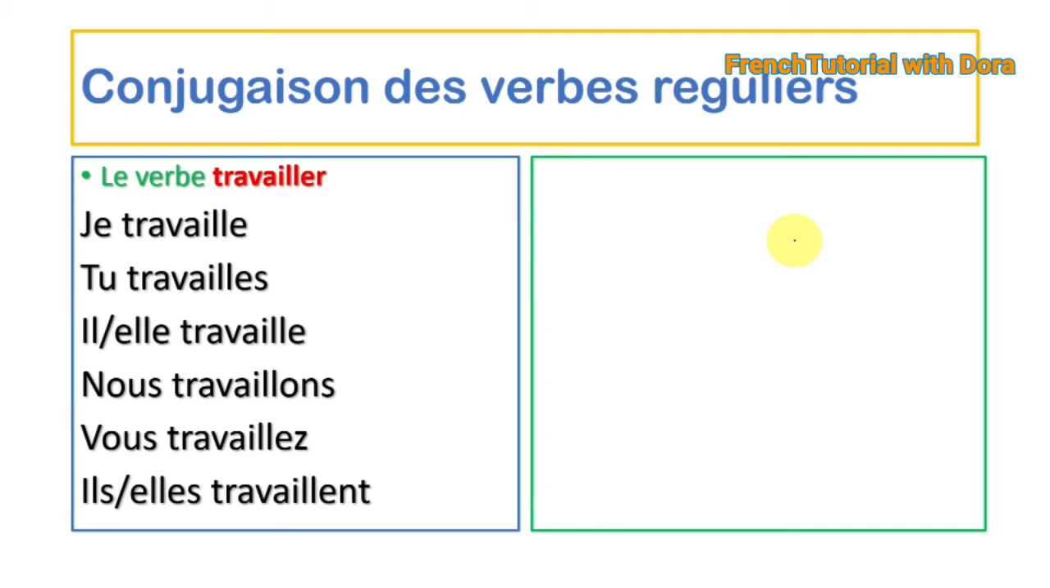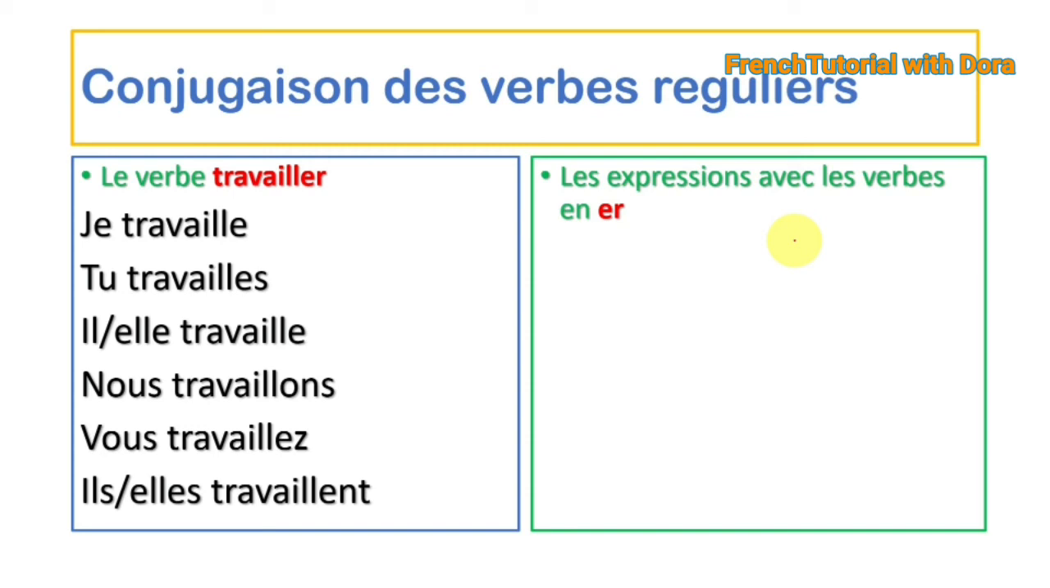Je travaille à Abuja. I work in Abuja. Vous travaillez ici. Do you work here? So the verb travailler. Je travaille comme professeur. I work as a teacher. All right, so that's the verb you use to express sometimes your occupation or where you work.